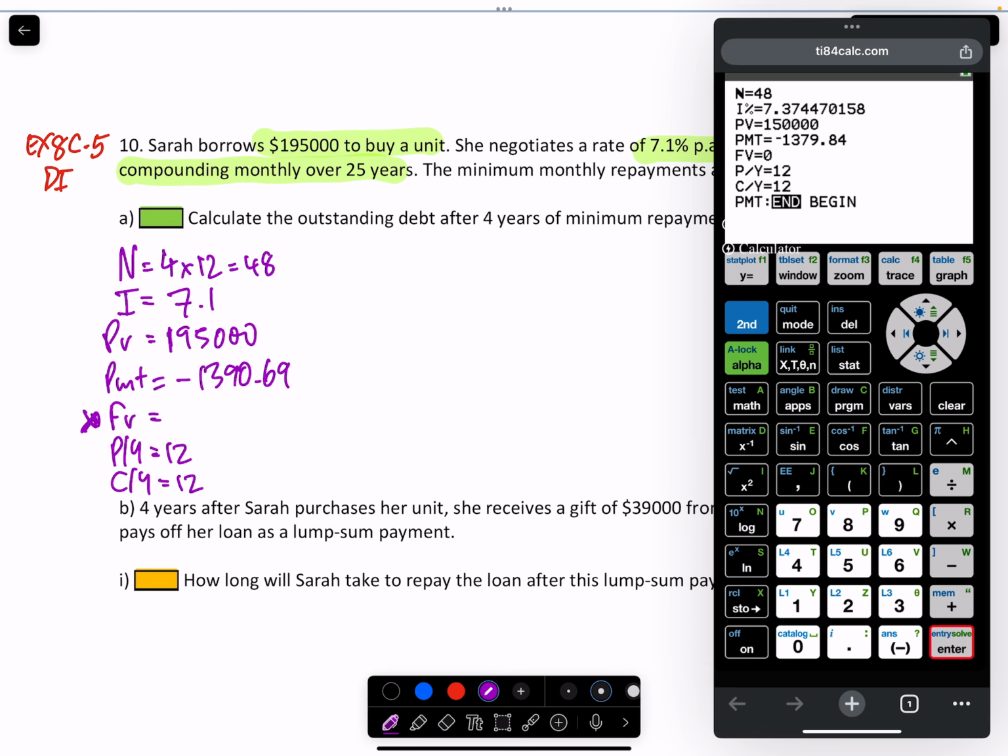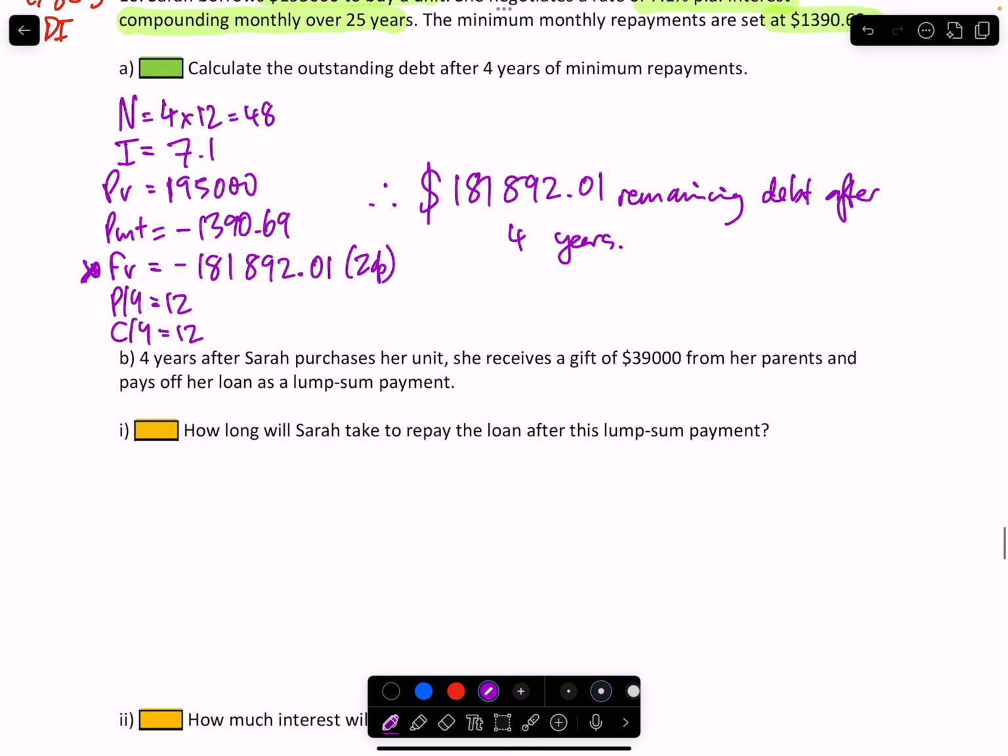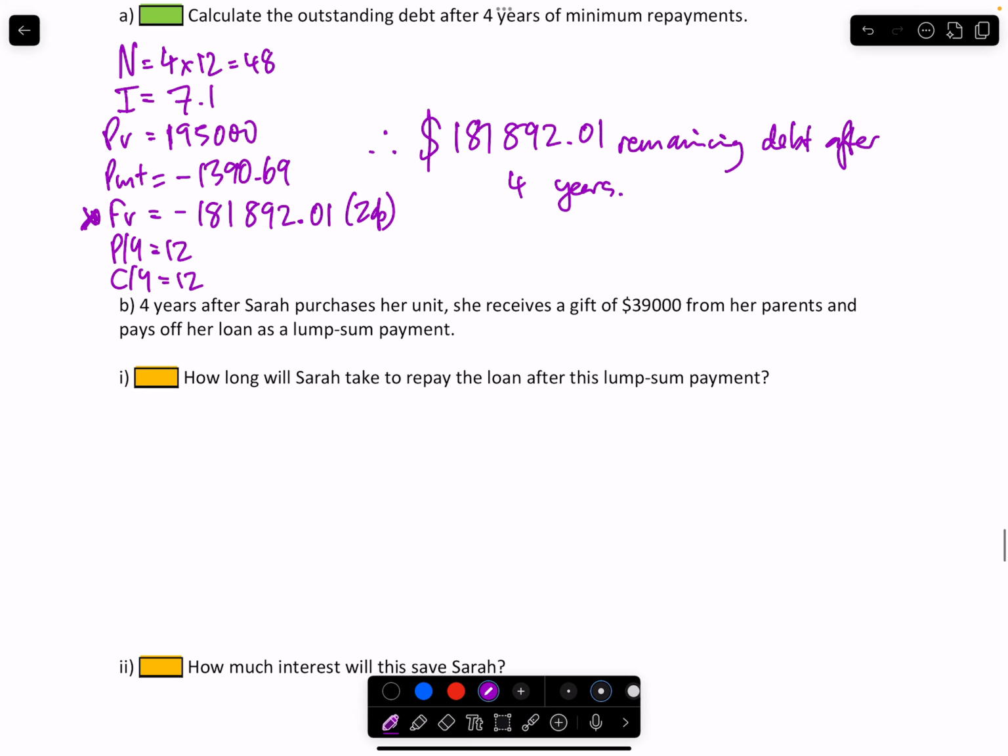48, 7.1, 195 grand, negative 1390.69, alpha, enter. So I'm going to have $181,892.01 to 2 decimal points. Therefore, $181,892.01 remaining debt after 4 years.